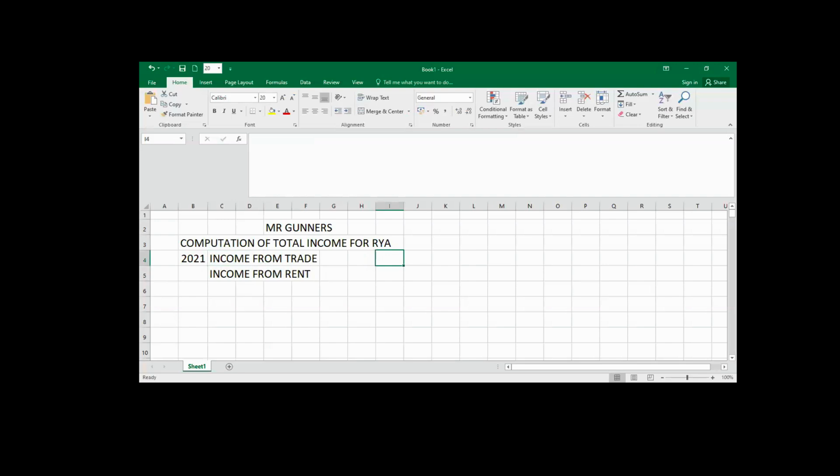Income from trade, we have 25,000. Income from rent, we have 50,000. So I have it as 25,000 and 50,000. I hope it's visible now. Can you see it clearly now?